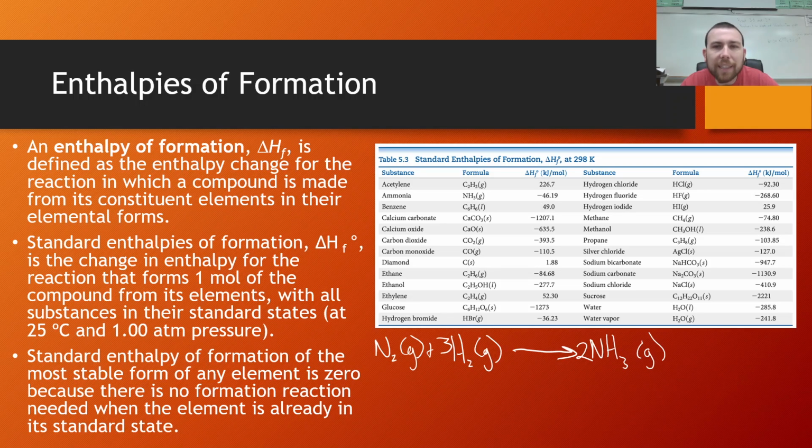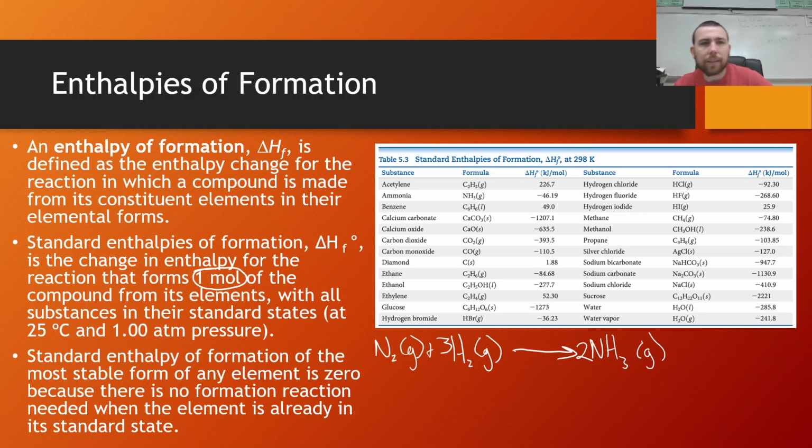Now, if you look at this table, it says standard enthalpies of formation. You're like, all right, Mr. Kenton, why do we have to have enthalpy of formation versus standard enthalpy of formation? What's the difference? Notice here, delta H sub F, and then it's got that little degree symbol. That's the standard enthalpy of formation. Delta H sub F naught, as it's commonly referred to, is the change in enthalpy for the reaction that forms, and catch this, specifically 1 mole of the compound from its elements with all substances in their standard states at 25 degrees Celsius and 1 atmosphere of pressure.